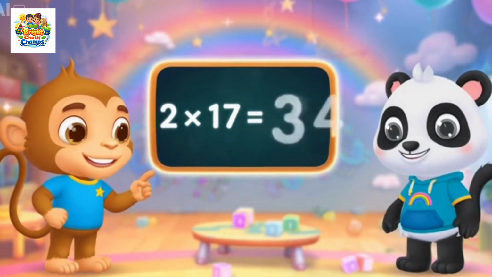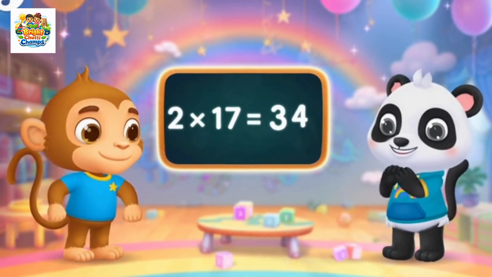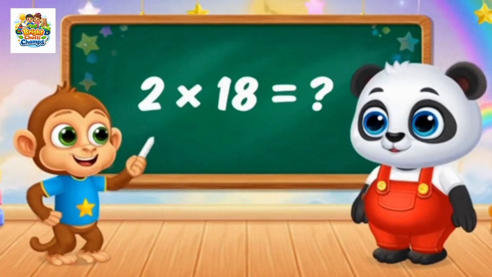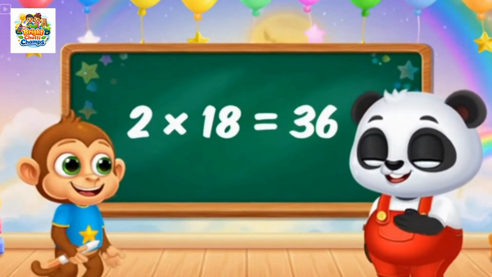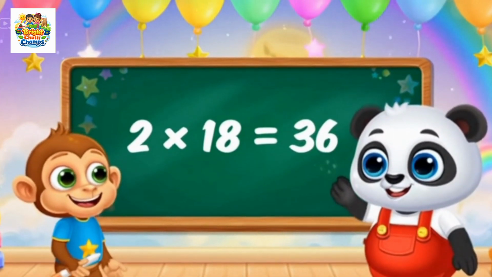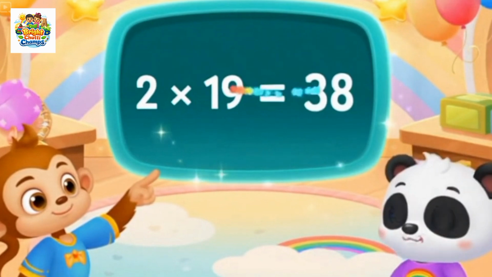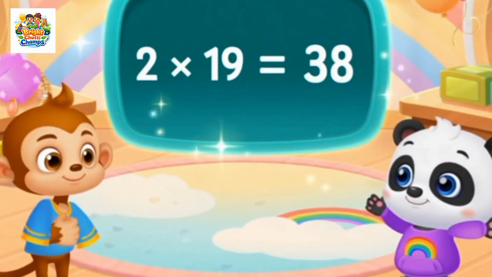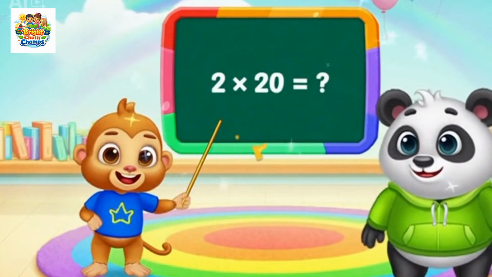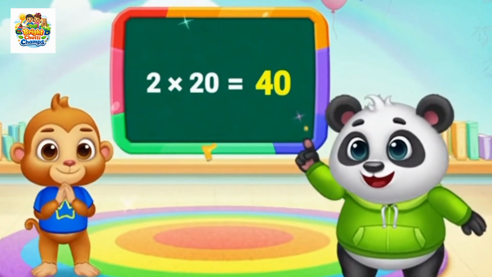Keep counting. 2 times 17 equals 34. Almost there. 2 times 18 equals 36. One more after this. 2 times 19 equals 38. Final challenge. 2 times 20 equals 40.